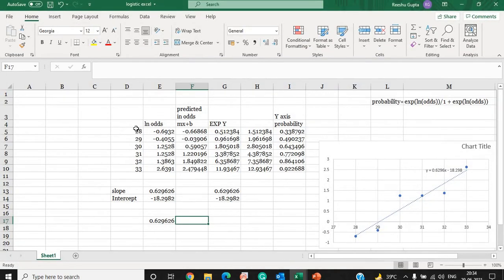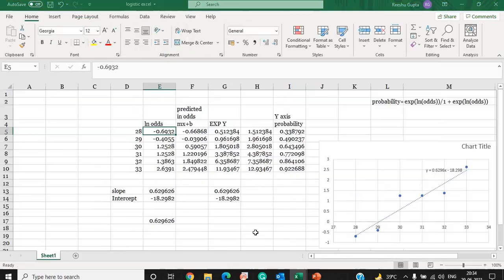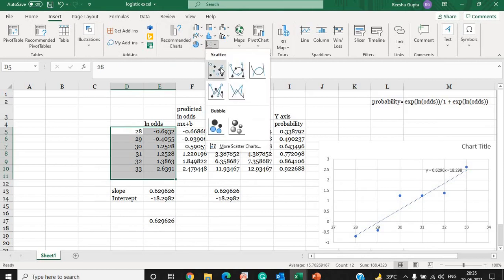So here you can see the same thing. We have taken this number, as you can see, 0.69, and this is the same thing, 0.69, 0.055. And if we are taking this is the same thing. So now what we can do is make a scatter plot out of it. We will go to Insert and make a scatter plot.